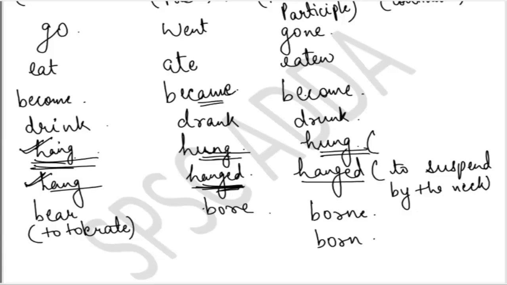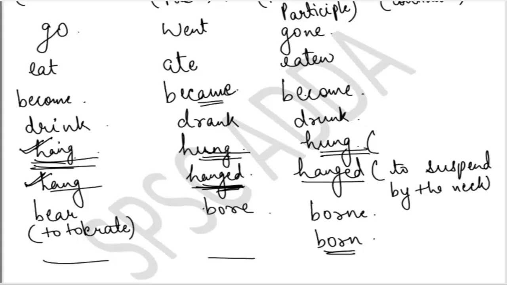Ma'am, it will stay born. You are saying that V1 is also born, V2 is also born, and V3 is also born? That's not right. Anyone else who wants to try? V2 is born and V3 is born. I have already mentioned V3. I'm talking about V1 and V2 of born.